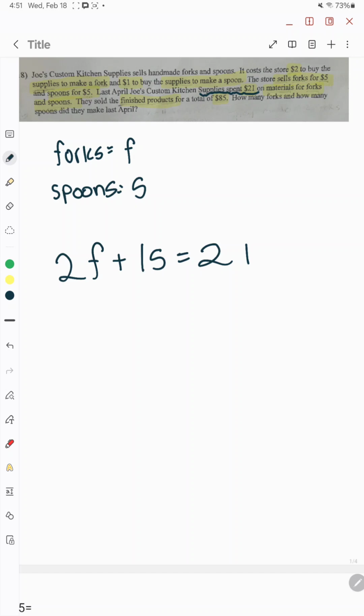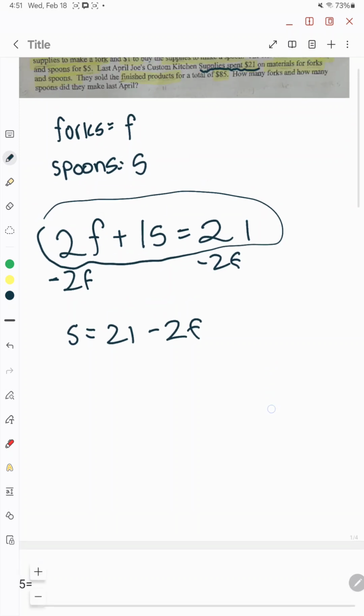So how we're going to do this is we're going to have to find a way to say that S is equal to blank or F is equal to blank. And what we're going to do is use S because we don't have to do any dividing because the coefficient is already 1. So subtract 2F from both sides. We have S is equal to 21 minus 2F. Okay? So this is our first equation.